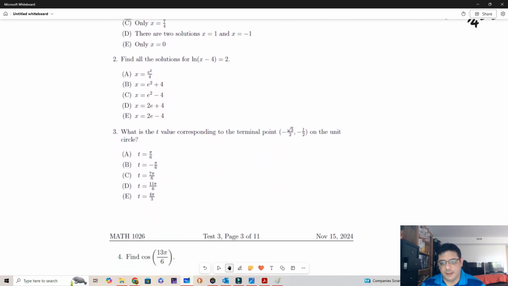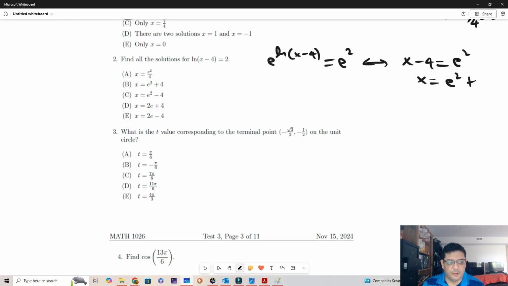Number 2 says, find the solution of log of x minus 4 equals 2. This is kind of similar, but here we don't have logs on the other side. But we're doing the same thing of using exponential and logs as inverses. So we're going to apply exponential on both sides. We get e to the log of x minus 4 equals e to the 2. E cancels with the log, so this is equivalent to x minus 4 equals e to the 2, and therefore x is e to the 2 plus 4, which is answer B.